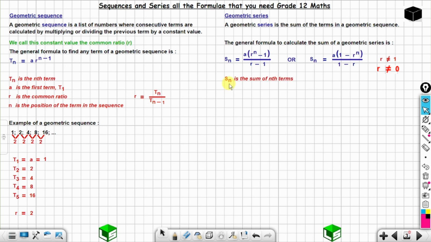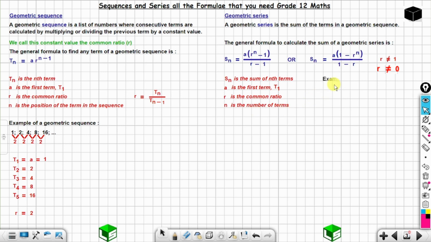Now, Sn is the sum of n terms. A is the first term, T1, and R is the common ratio. N, in the formula for calculating the sum of a geometric series, represents the number of terms, which is different from the other formula. In that formula, N is the position of the term in the sequence. In this formula, N is the number of terms. We are going to see that.